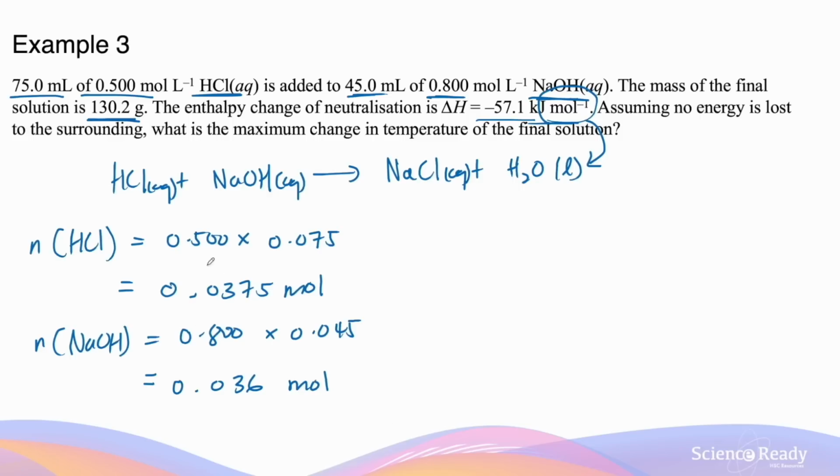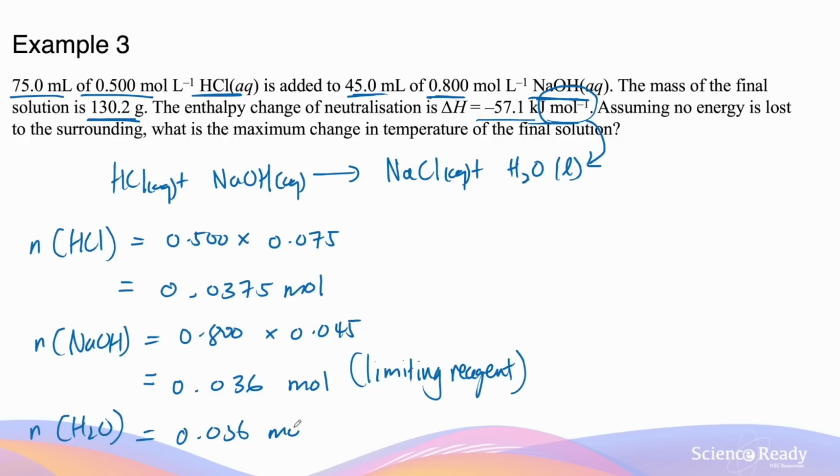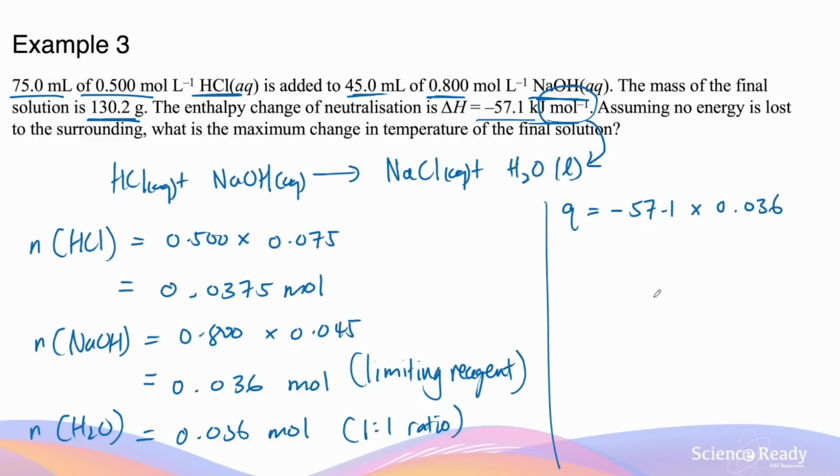Since the two reactants react in a 1-to-1 ratio, we can compare the number of moles directly to determine which one's the limiting reagent. Sodium hydroxide, having a smaller number of moles, is therefore the limiting reagent. This means the number of moles of water formed will be equal to 0.036 moles as well, as the ratio between the sodium hydroxide and the water molecule, which is the product, is 1:1. Now, we have found the number of moles of water. So the energy produced by this neutralization reaction is equal to the molar enthalpy change, minus 57.1 kilojoules per mole, times 0.036 moles of water.